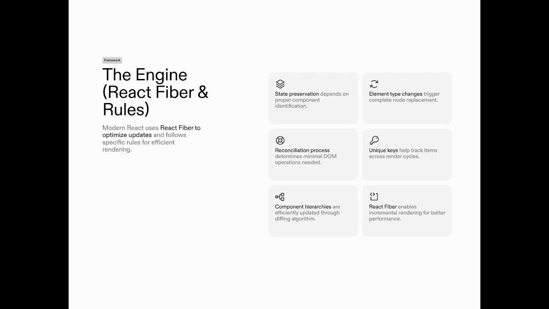And by the way, all this efficiency in React, diffing, matching, and prioritizing updates, is basically powered by React Fiber, which is React's internal engine for rendering. We'll go deeper into Fiber, how it works, and why it made React faster in the next video.